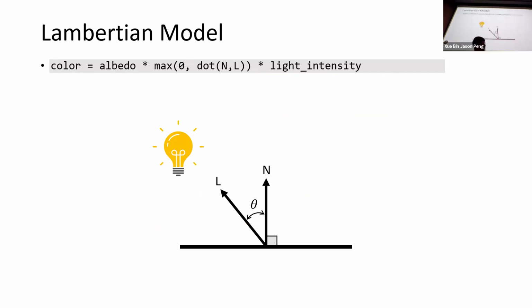So the color of a particular point on our surface is going to be given by this simple equation here. The key component of this lighting model is this dot product. In the Lambertian model, we compute a dot product between a normal vector and a light vector. The normal vector represents the direction that the surface is facing. So the normal vector is a vector that's orthogonal to the surface of our object.